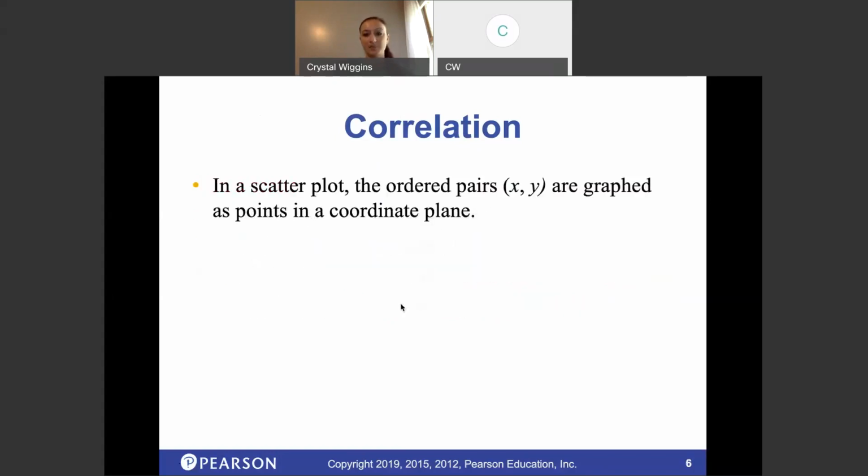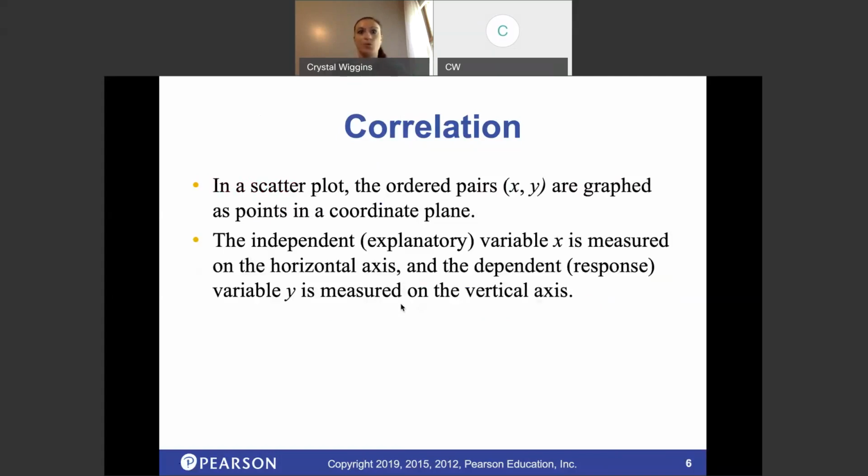So in a scatter plot, the ordered pairs are graphed as you would graph any ordered pair in algebra. So you have your x-axis on the horizontal and your y on the vertical, and you would plot these points. And then we would take a look at what type of relationship they were displaying.